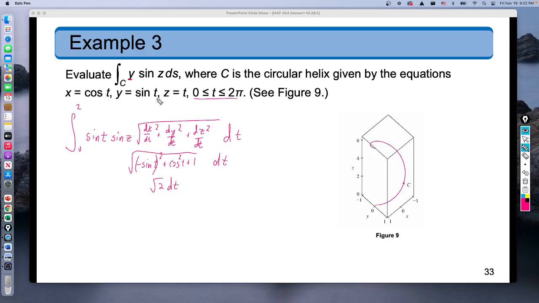Wait, what did I want to put here? Oh, well, that's sine of z becomes sine of t, right? We've got to get all down to one variable. So this becomes sine squared. Okay, 0 to 2 pi, not just 2. That's simplified fairly nicely, and I'm going to just kind of keep moving on. How do we integrate sine squared? We do a substitution.